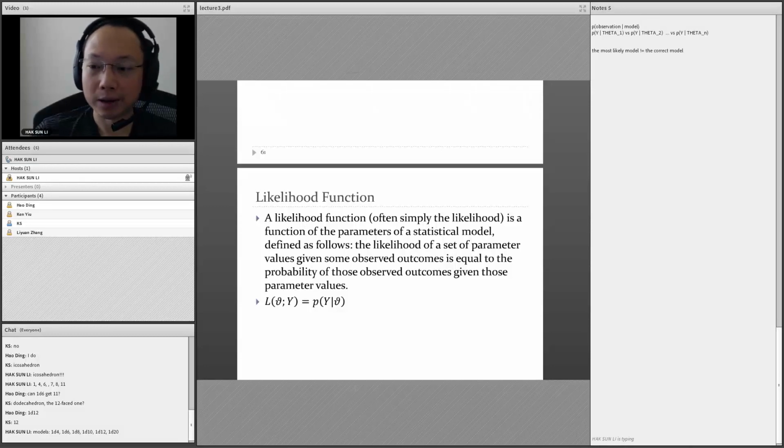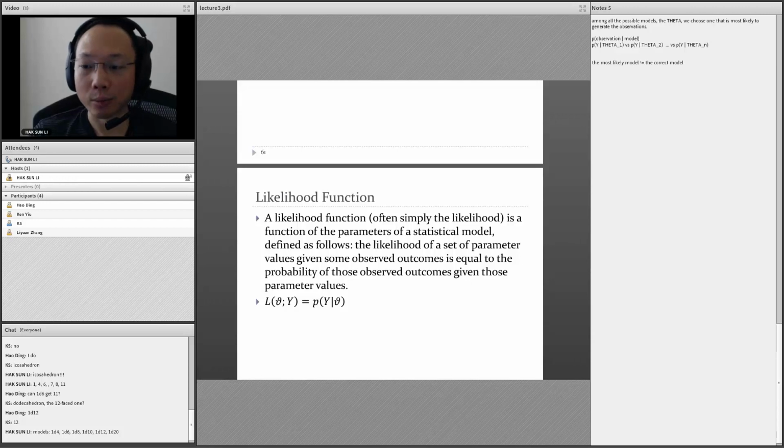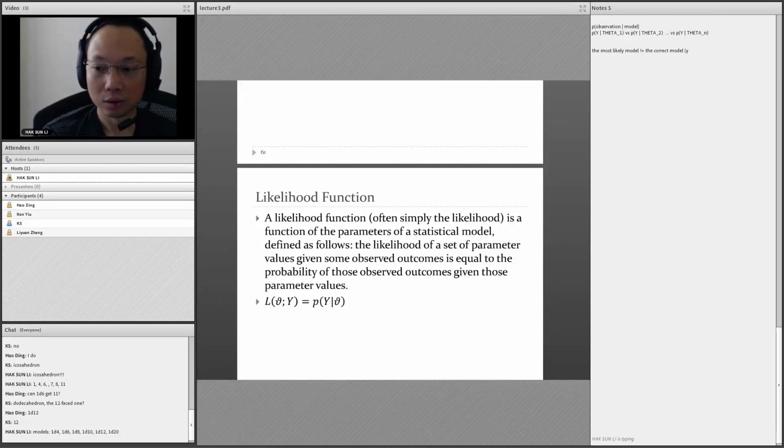It could so happen that you are unlucky. Say the probability of 1D20 generating this observation is very small. It could so happen that the correct model turned out to be the least likely model in your computation. It could be possible. But for trading purposes, the only thing that we can rely on is the most likely model, because you never know what the true model is.